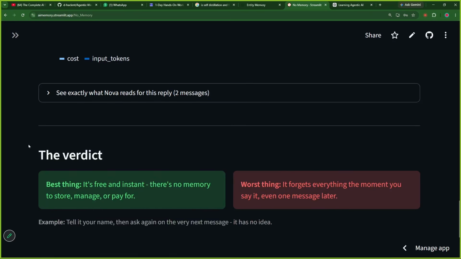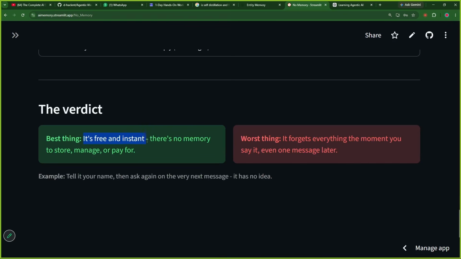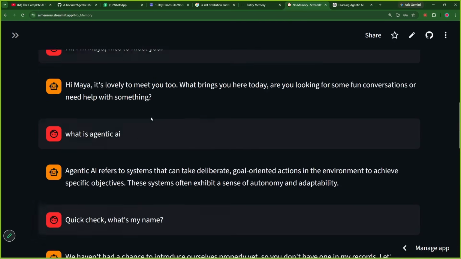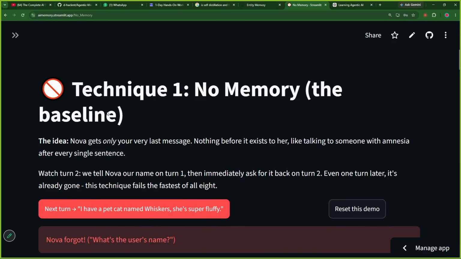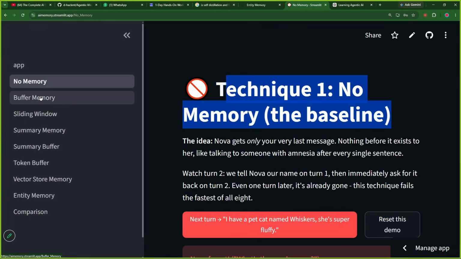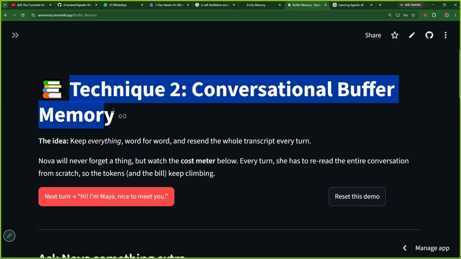So the best thing is it is free and instant. There is no memory to store, manage or pay for. Memory also comes with a cost, but because there is no memory, there is no price. But the worst thing is it forgets everything the moment you say it. Not even 1 second. It will forget the moment your message is out and the response is given. So this is the problem with no memory. Let us go for the first type of memory, which is buffer memory.